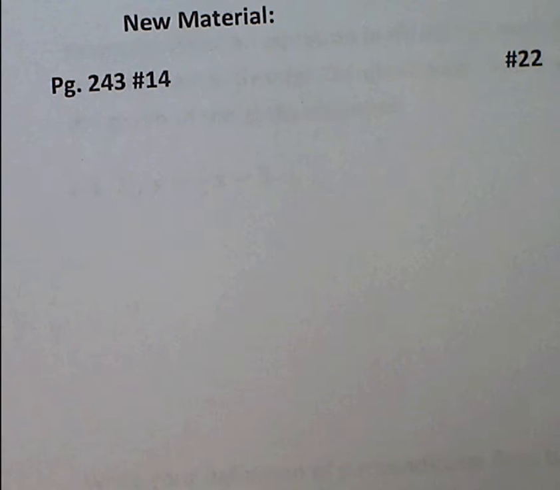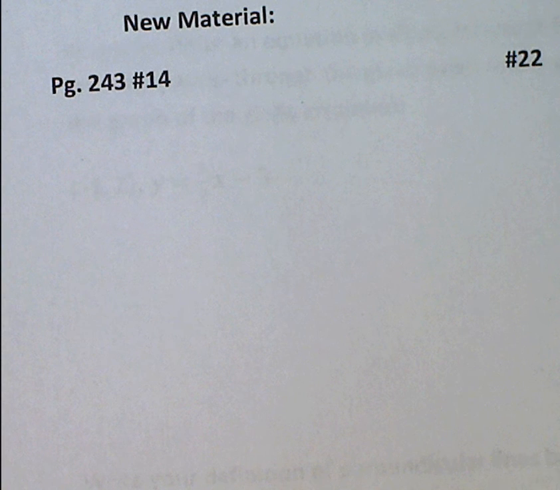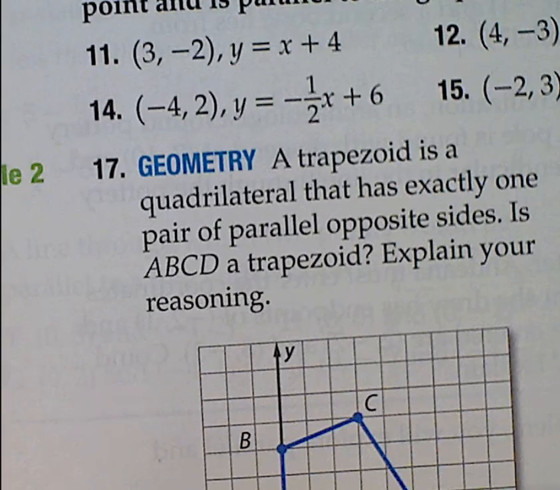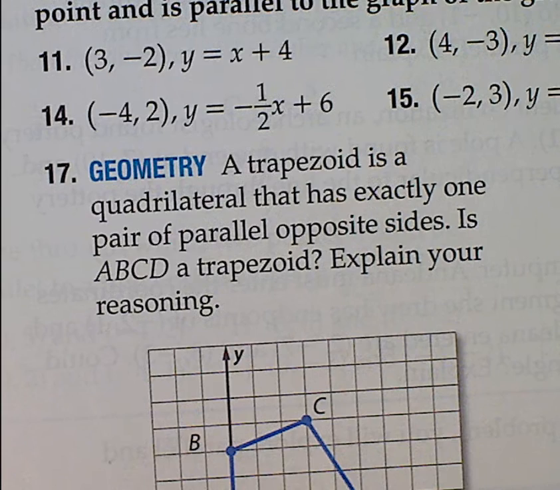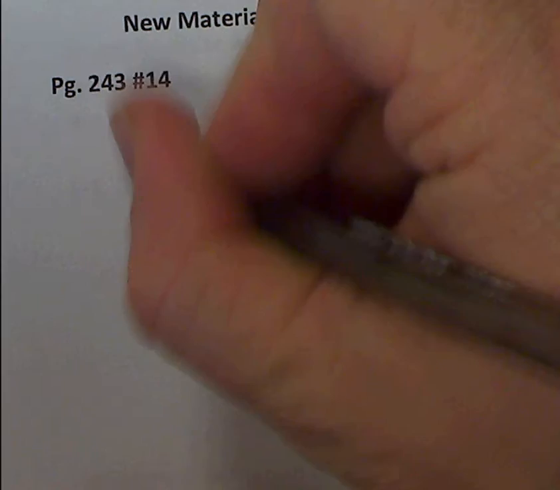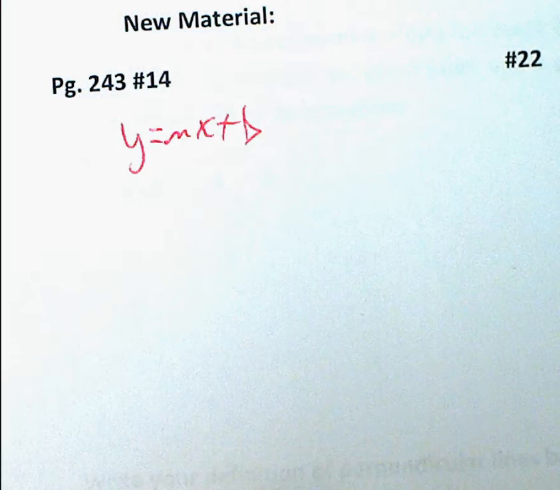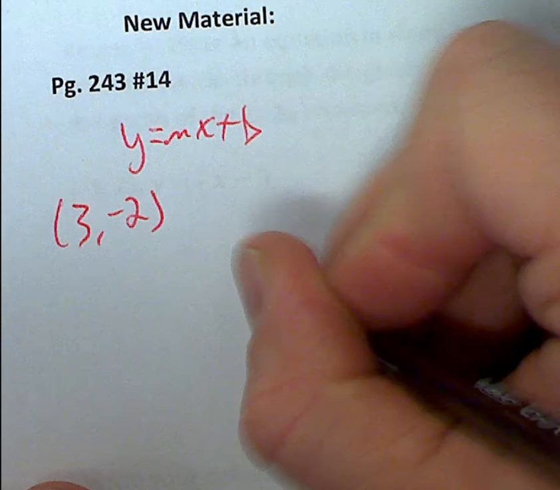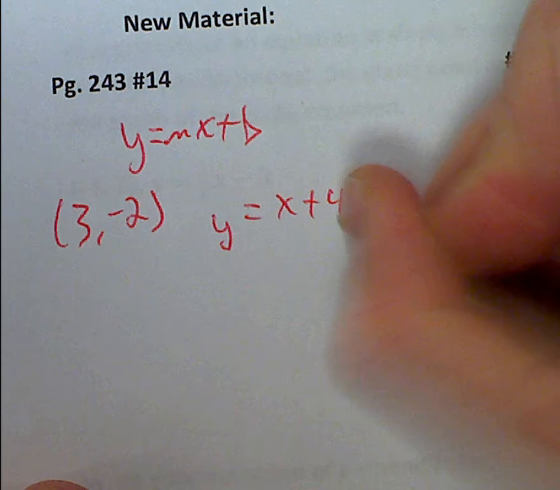Page 243, number 14. It says, write an equation in slope-intercept form for the line that passes through the given point and is parallel. So here's number 14. I need to write an equation in slope-intercept form, y equals mx plus b. I need to use the point 3, negative 2, and I'm given y equals x plus 4.